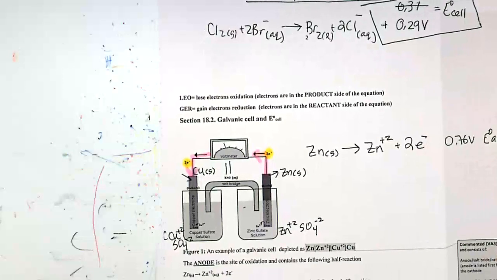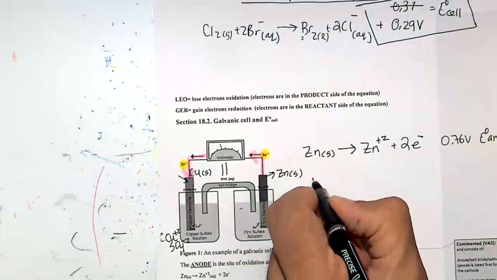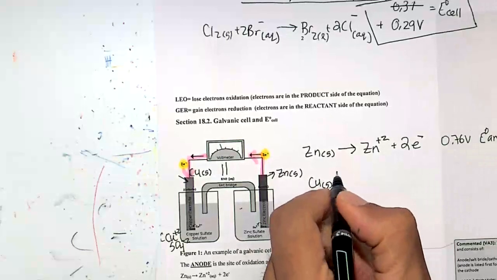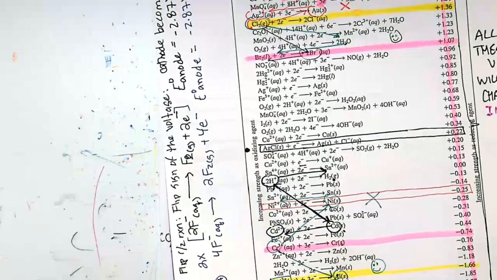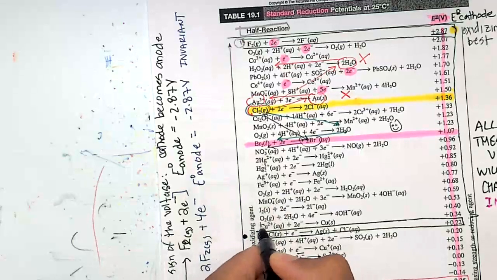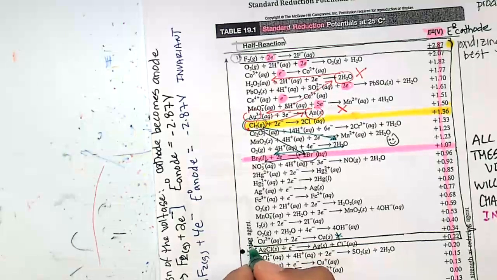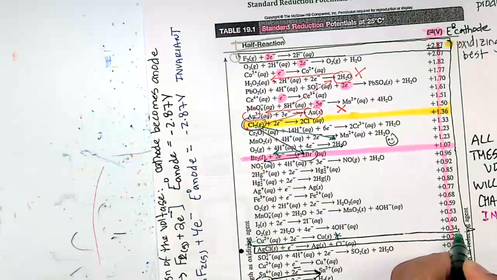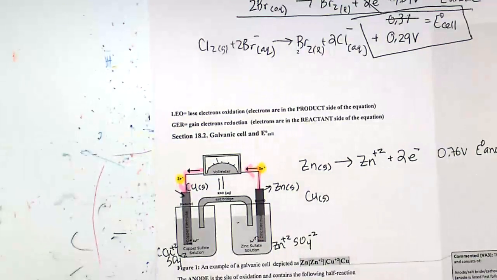Okay, who takes those 2 electrons? Copper takes those 2 electrons, okay? So we have copper solid taking 2 electrons. Let's see here. Here we go. Copper solid taking those 2 electrons. And that is positive 0.34 volts, positive. Okay. Copper plus 2 electrons.